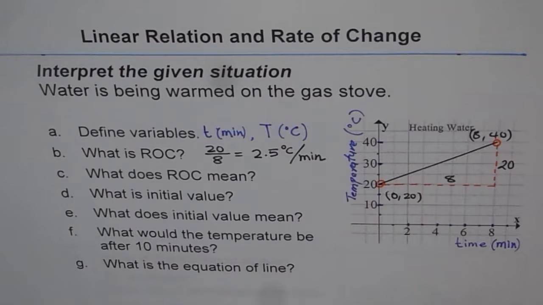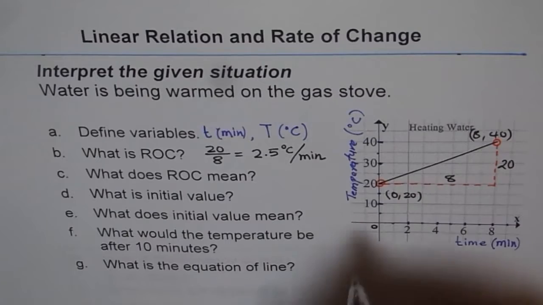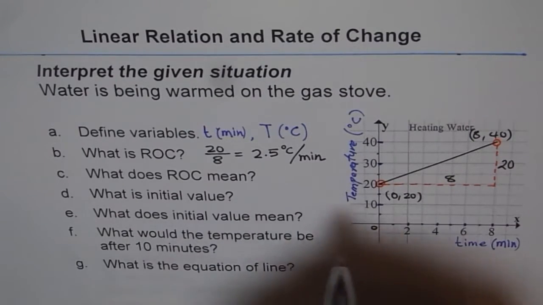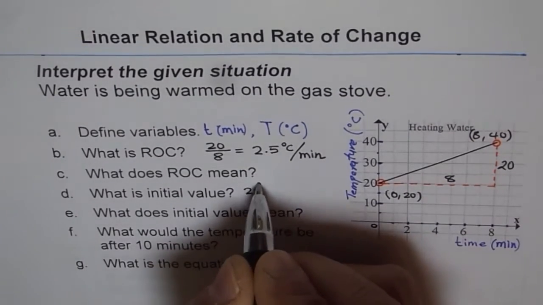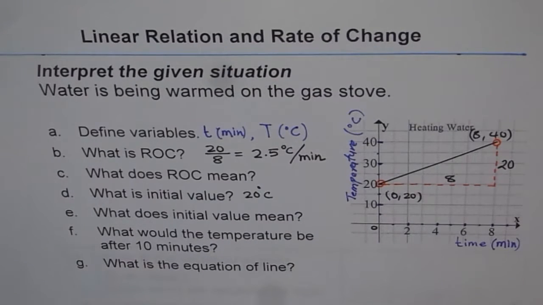What is the initial value? The initial value is always at t equals 0, and it is 20 degrees Celsius. So we started with 20 degrees Celsius. What does initial value mean? Initial value means that when the heating process, or warming up on the gas, started, at that time the temperature of the water was 20 degrees Celsius.